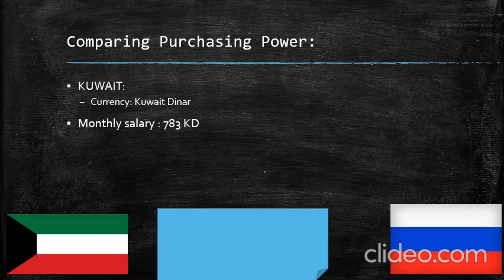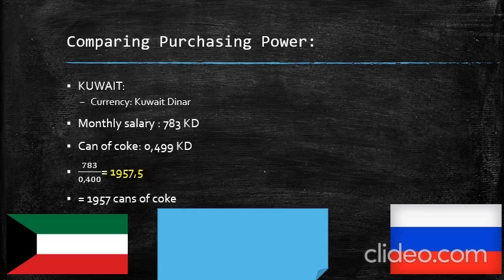If we have a normal monthly salary for a profession of 783 dinar, and a can of Coke in Kuwait costs 0.499 dinar, then we'll find that they have a purchasing power of 1,957.5 cans of Coke with their monthly salary, and therefore we can round it off.